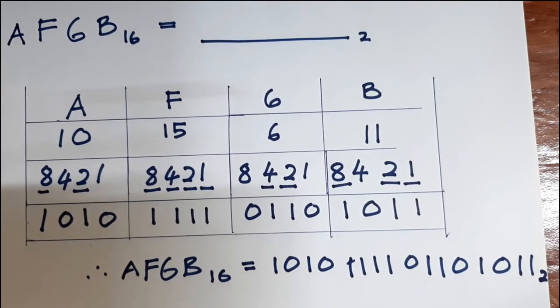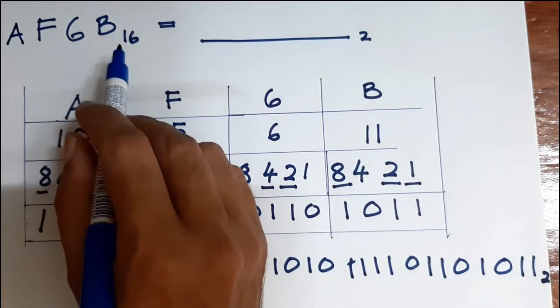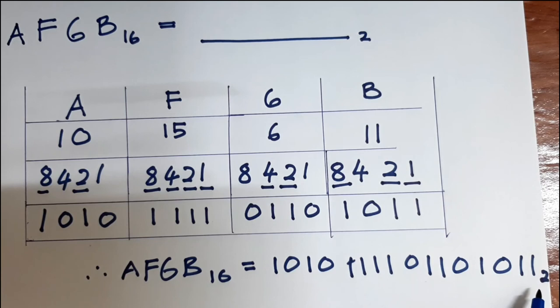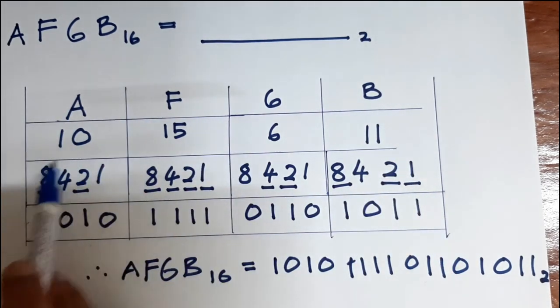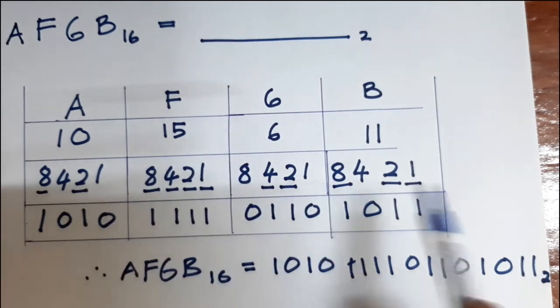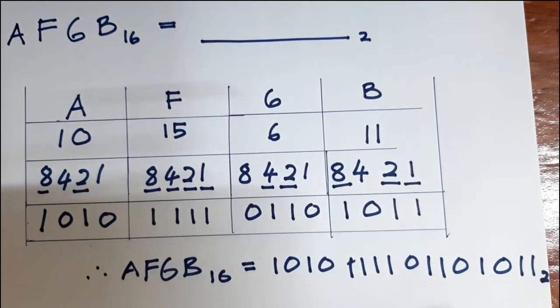Okay, this is the complete step on how to convert from base 16 into base 2. This is the workflow, which consists of 1, 2, 3, 4 rows in one table, and then finally write down the final answer like this. Okay.